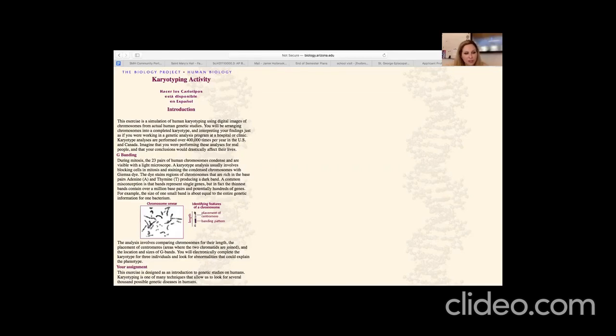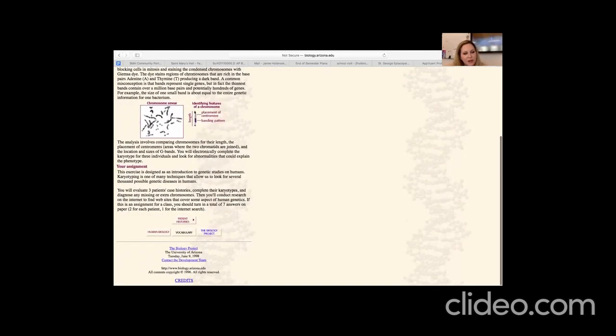You'll read the introduction. It just goes through how a karyotype is made, so be sure you read through it, because that's how you answer the questions. Then you go to patient histories down here, and you'll see you have 3 patients, patient A, B, and C, and it gives you a brief history. Patient A is a fetus of a 40-year-old female, so she is experiencing what's called a geriatric pregnancy. She's at an age when being pregnant is risky.